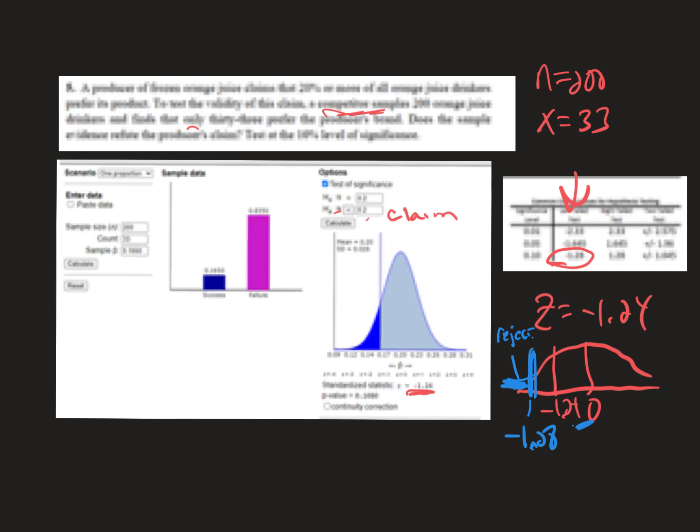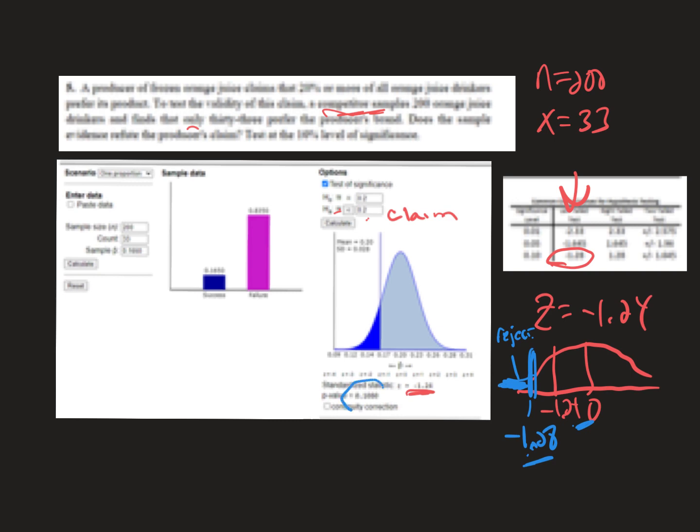There's not enough data, using Dr. Stevens' language, to refute the claim that 20% or more of the juice drinkers like that other product, or something like that. Okay, so that's the critical value and the rejection region.